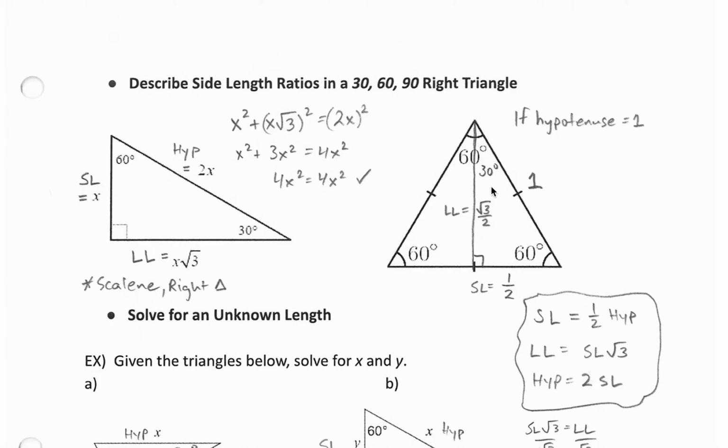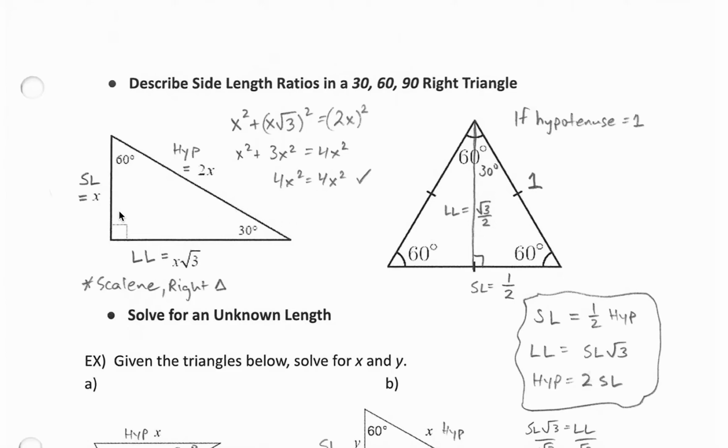So now we have this right triangle, this 30, 60, 90. Because each of the angles is different, that makes all the side lengths different. So this could also be known as a scalene right triangle. But there are different types of scalene right triangles, so that's not the most common way we'll refer to it. We'll call it the 30, 60, 90.